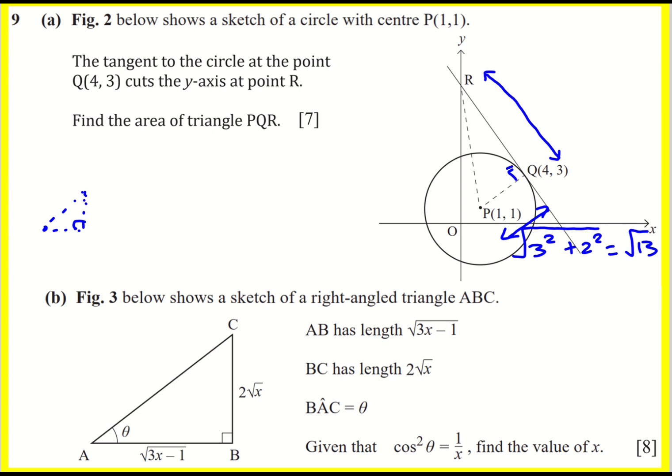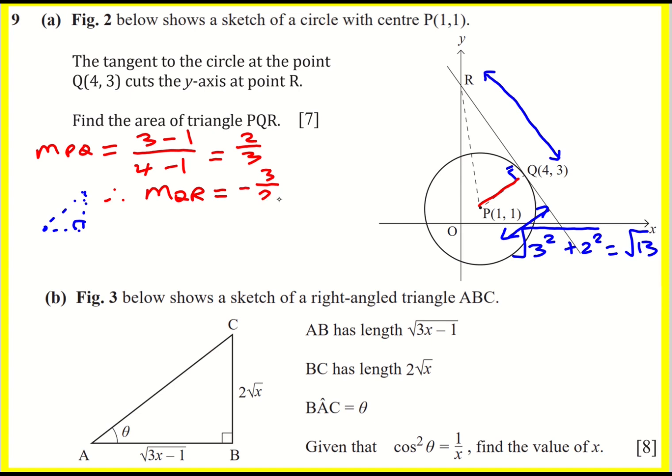To get the other length is a little bit trickier. We're going to need to find the equation of this tangent, I think. So we need to work out the gradient of PQ and then take the negative reciprocal because they are perpendicular lines, these two. So let's say m, the gradient of PQ, is going to be y2 minus y1, so 3 minus 1 over x2 minus x1, 4 minus 1, which gives us 2 over 3. Therefore, the gradient of QR is going to be minus 3 over 2, that negative reciprocal.